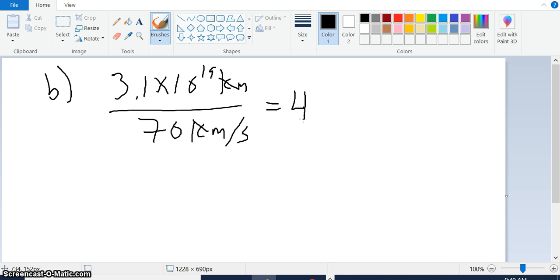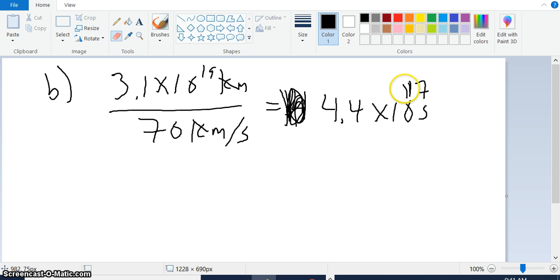I'm sorry, let's see, what does it come out to be? No, I had it right. I'm sorry, I was already changing it. I got 4.4 times 10 to the 17th seconds, right? Because remember, the answer comes out in seconds. So sorry, that's supposed to be 17, not 11.